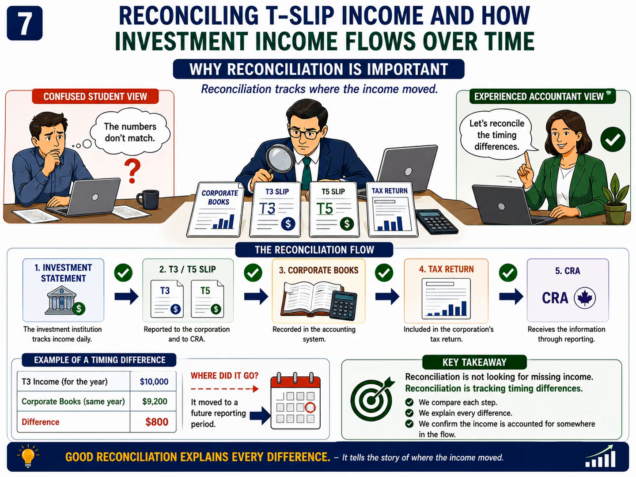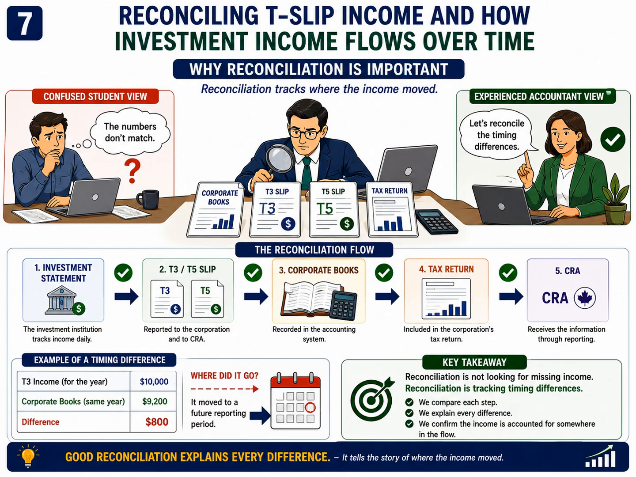The objective is to explain every difference and demonstrate that the income has been accounted for somewhere within the overall flow. A good reconciliation tells a story. It explains how income moved from investment statements to T-slips, to accounting records, to tax returns. And when that story is complete, the accountant gains confidence that all income has been properly reported.